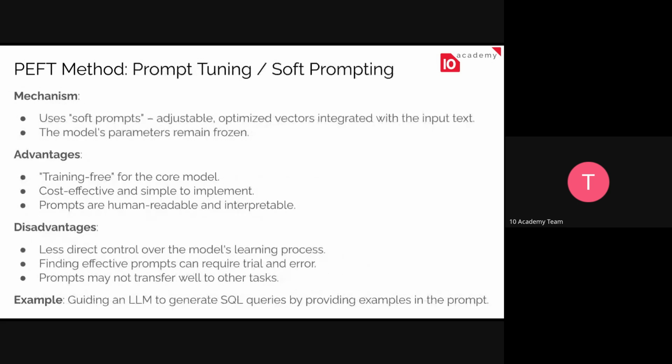Of course, the next one is instruction prompt tuning, which you can consider as soft prompting. So it's just adjustable optimized vectors integrated with the input text. The model parameters remain frozen, so it's very cost effective and simple to implement. Prompts are human readable, and you can interpret them easily.